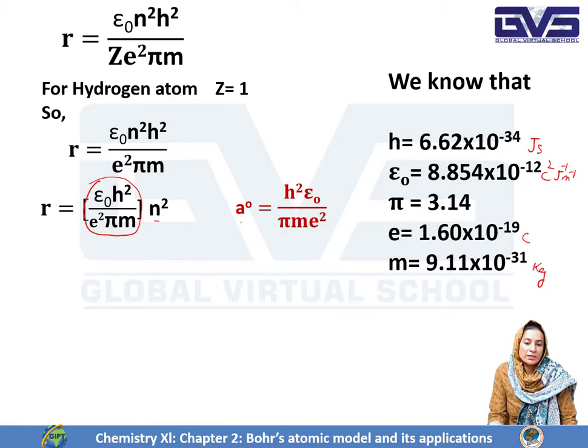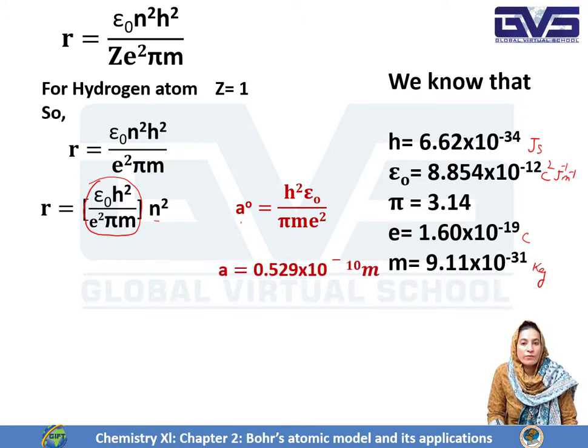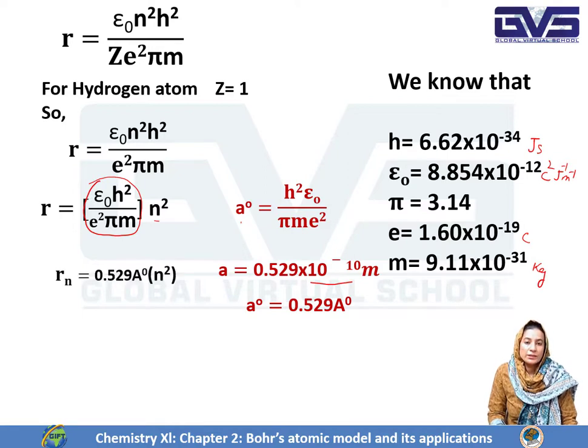So putting all these values here, you can find its numerical value, that is 0.529 × 10⁻¹⁰ meter, and you know 10⁻¹⁰ meter is equal to 1 angstrom. This is represented by a naught. So if we put just 0.529 instead of this, then this equation will be like 0.529 angstrom times n square.